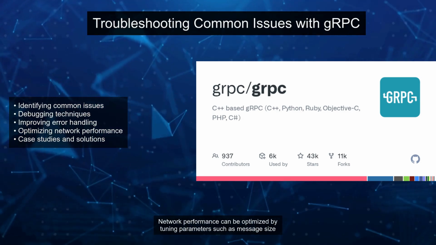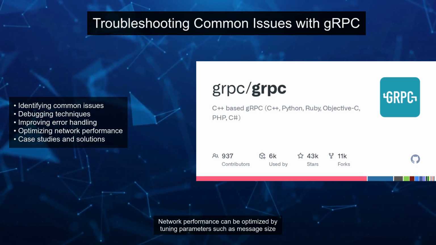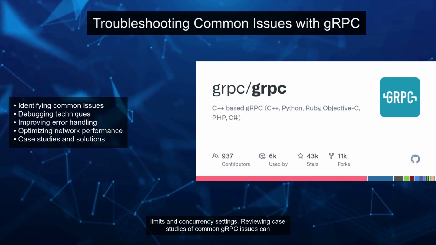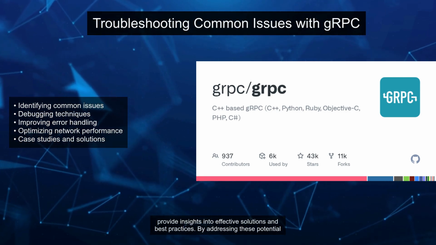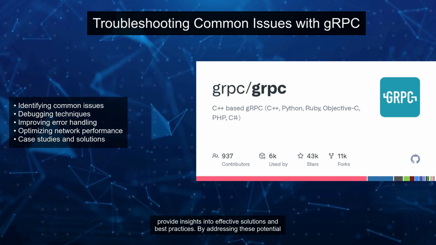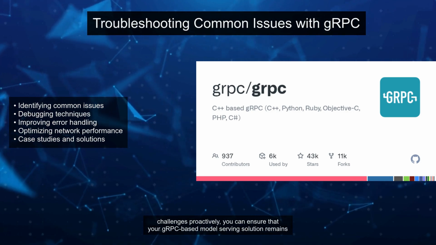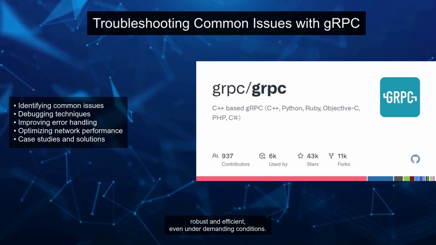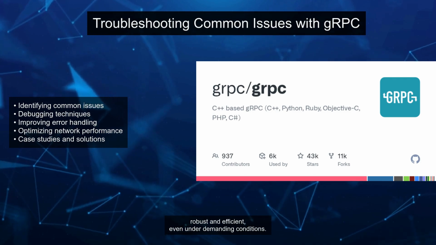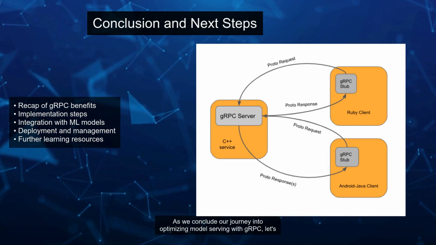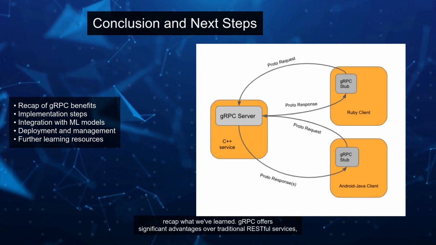Network performance can be optimized by tuning parameters such as message size limits and concurrency settings. Reviewing case studies of common gRPC issues can provide insights into effective solutions and best practices. By addressing these potential challenges proactively, you can ensure that your gRPC-based model-serving solution remains robust and efficient, even under demanding conditions. As we conclude our journey into optimizing model serving with gRPC, let's recap what we've learned.